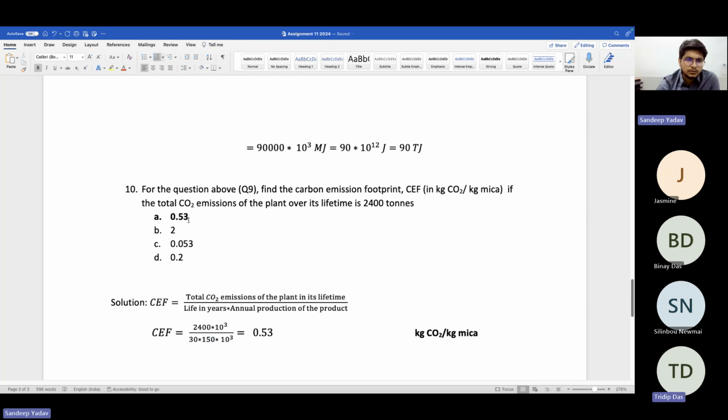No, the nearest would be 0.53. If this is coming as 0.4, what would be the nearest of this, 0.53 or 0.2? 0.53, correct. That's why it is 0.53, the nearest.